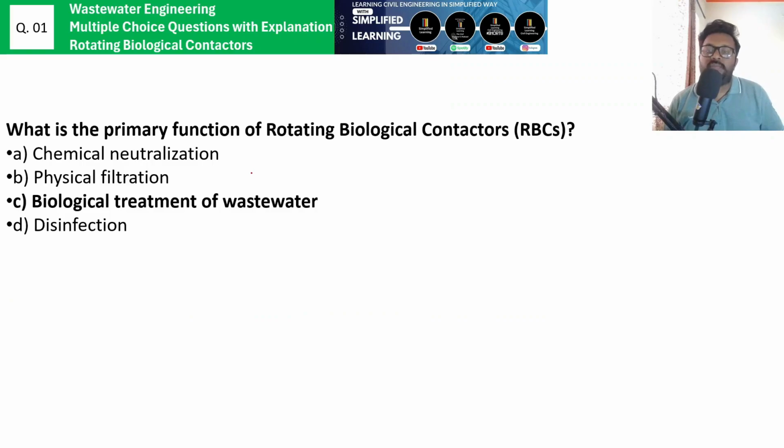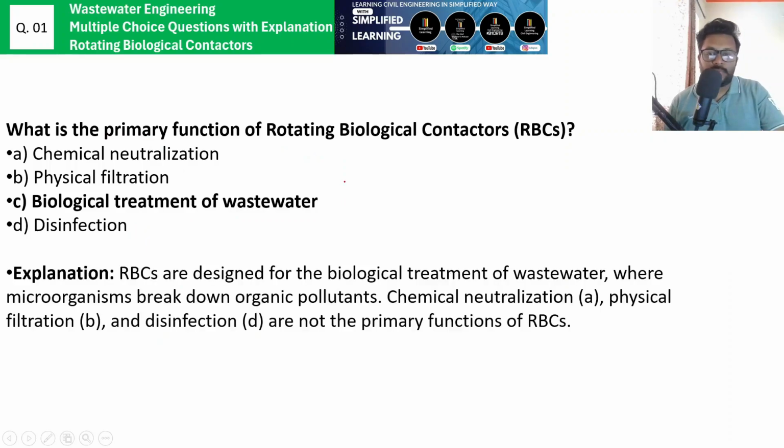The question in front of us is, what is the primary function of RBC, that is rotating biological contactor? It is not chemical neutralization, neither is it physical filtration, nor is it disinfection. RBC carries out biological treatment of water. They are designed for biological treatment of wastewater, where microorganisms break down, degrade or decompose organic pollutants into simpler constituents such as CO2, methane gas, and other simple nutrients.